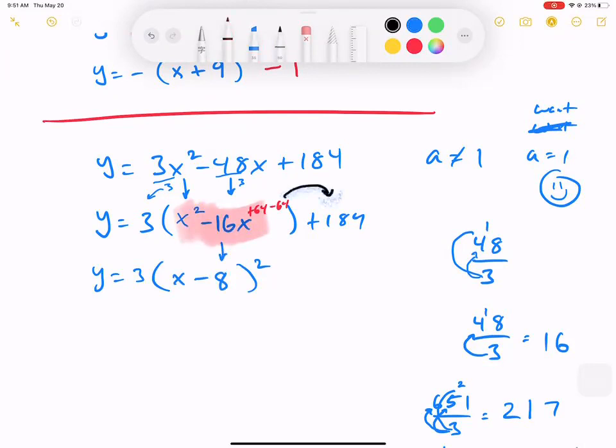You're going to get to play with this guy, but how is 64 going to combine with 184? Well, remember, isn't 64 inside the parentheses? It's inside the house.